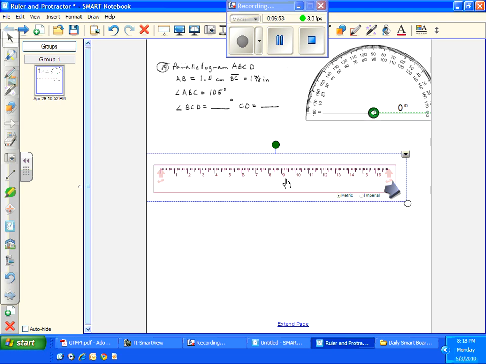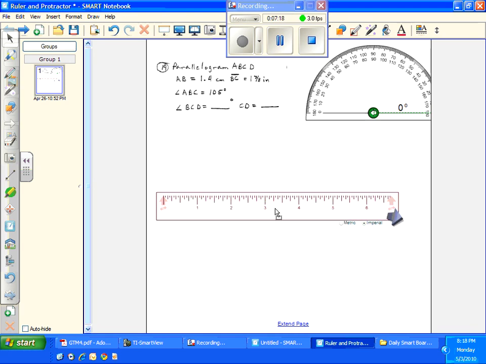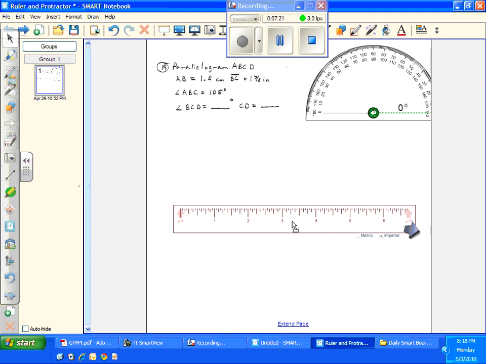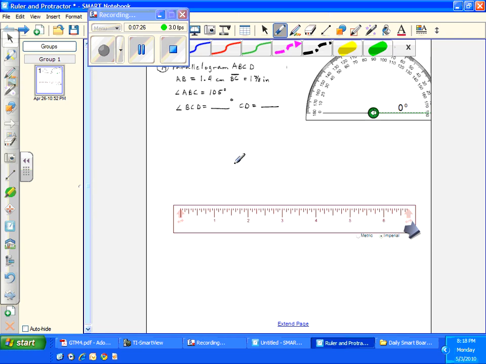Now, I want an imperial ruler. It said 1.4 centimeters for AB, it's got angle ABC at 105 degrees, and BC is 1 7/8 inches. So we'll just start with the 1 7/8 inches. The angle at B is 105. So I'm going to draw BC to start with. And so I'm going to grab me a pen. Hopefully I can do some kind of a decent drawing here.